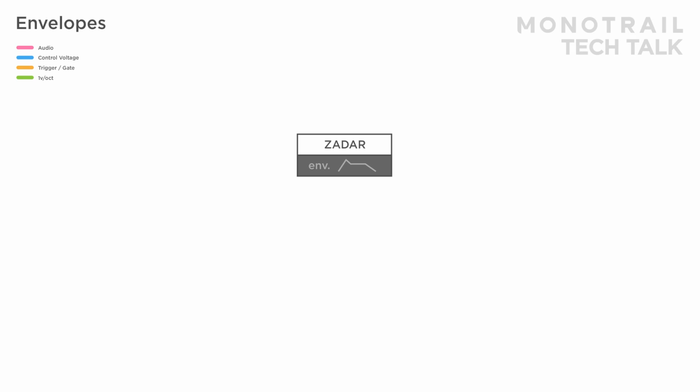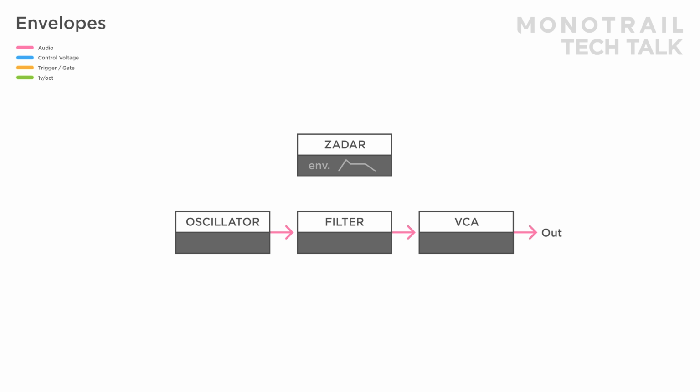I think Zadar shines when creating a variety of complex voltages. But let's start with a couple of examples using just envelopes. Even though Zadar isn't a traditionally controlled envelope generator, you can easily use a channel as one.